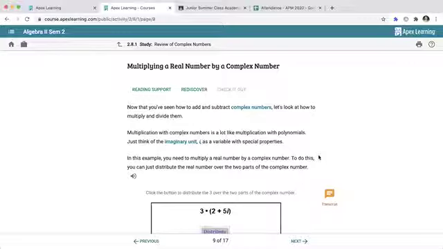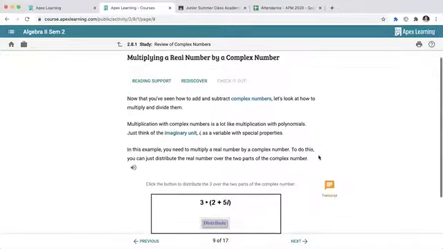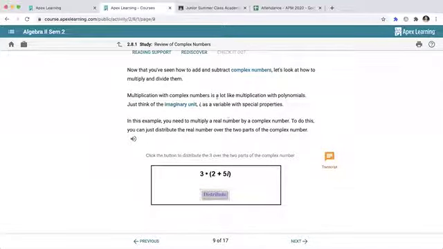Now we obviously remember what complex numbers are. We know how to add and subtract them. Now we can look at one more step up here, multiplying and dividing them. Multiplication with complex numbers is a lot like multiplication with polynomials. Again, we just think of our imaginary unit i as a variable.